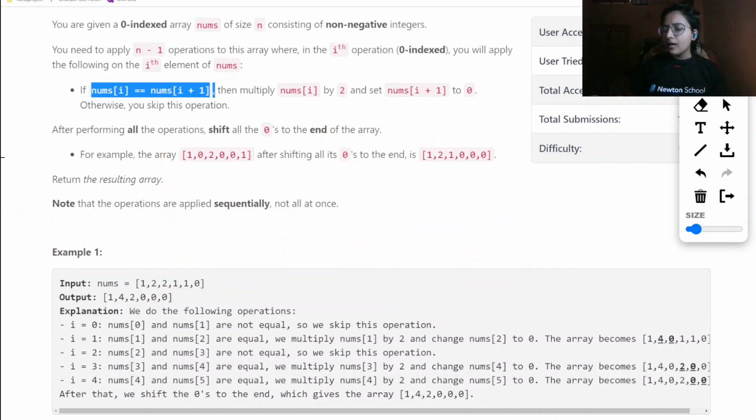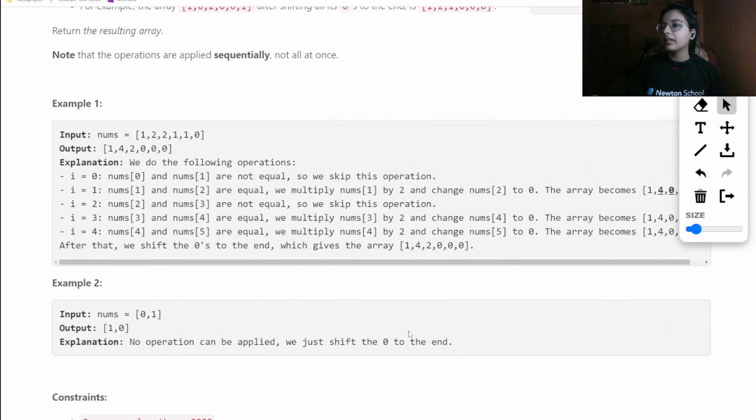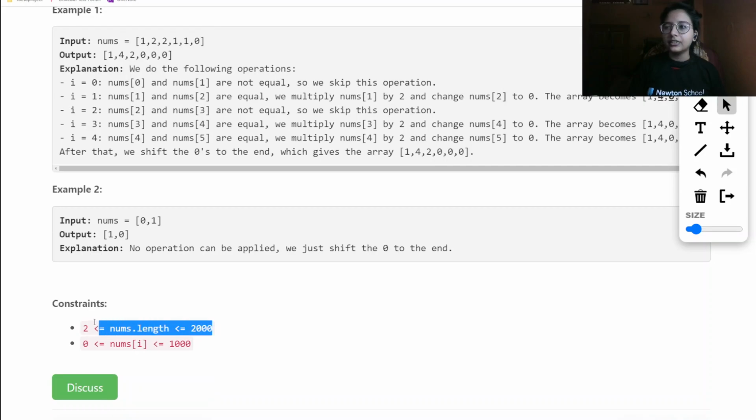So now let's first check the constraints, then I'll go ahead. Here the constraints are pretty low, that is 10 raised to the power 3 only for the size, and each element of nums is also at most 1000.